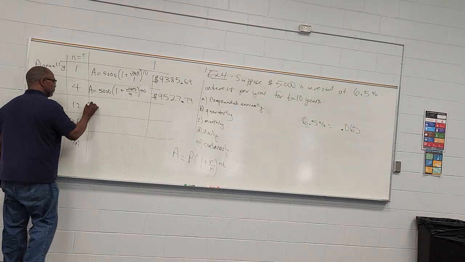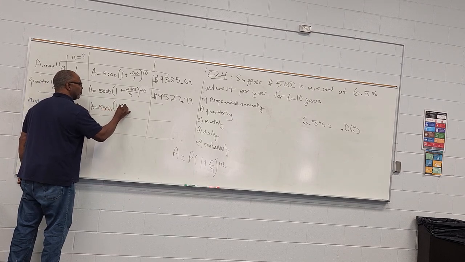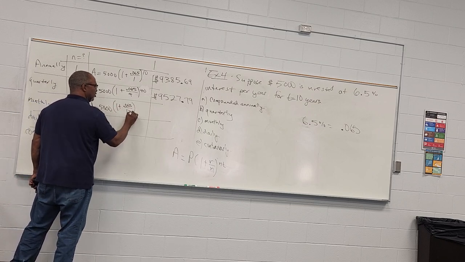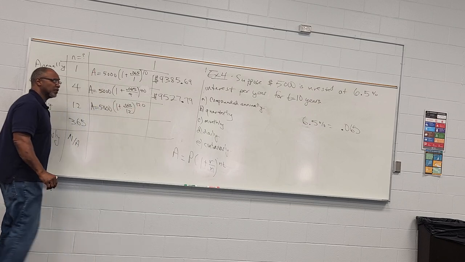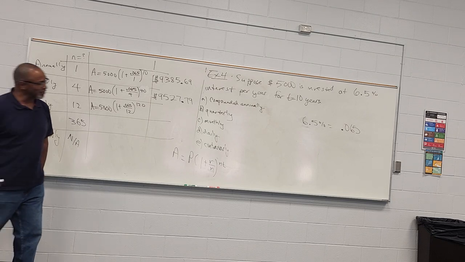12 times a year, 5,000. 1 plus 0.065 divided by 12. 12 times 10 is 120. Okay? Do that in your calculator. 95.60.92.